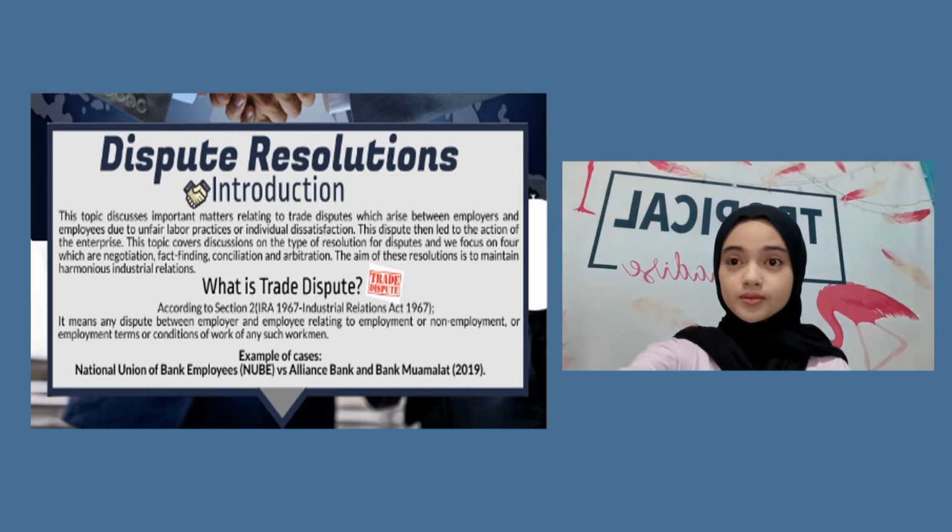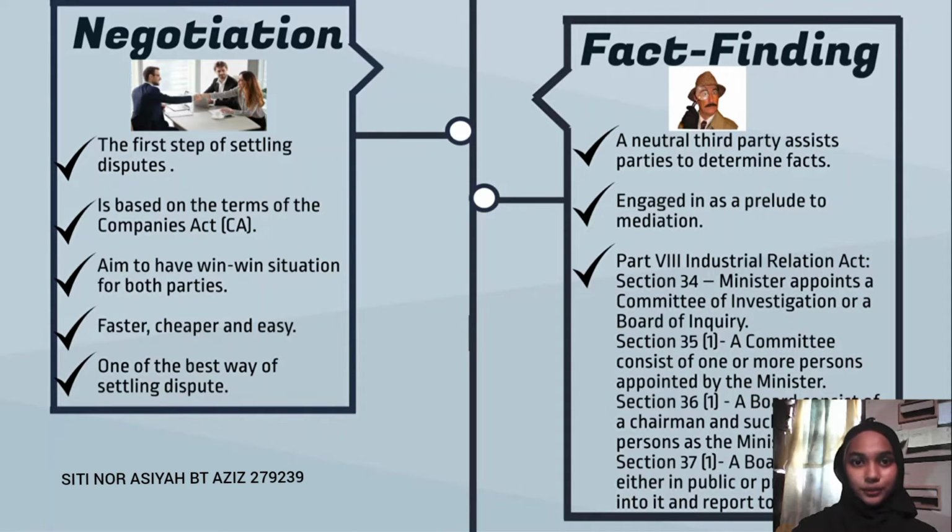The first way of settling a dispute is through negotiation. It is based on the Company Act (CA). It also aims to give a win-win situation for both parties. It is also faster, cheaper, and easy. It is also one of the best ways of settling disputes.